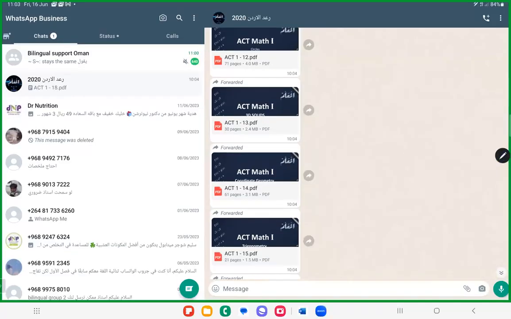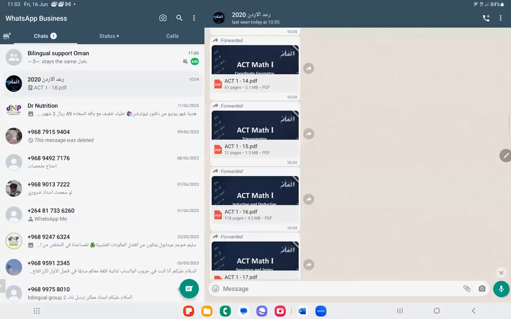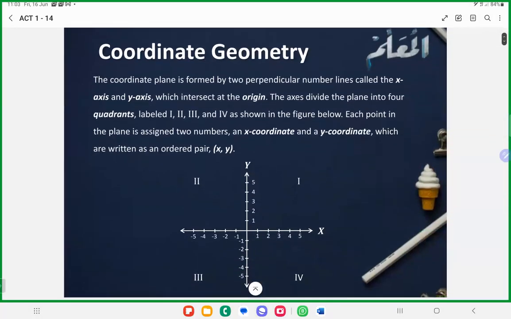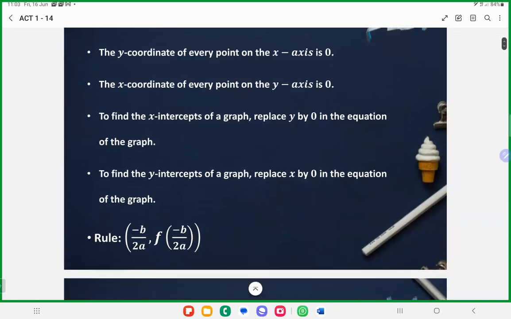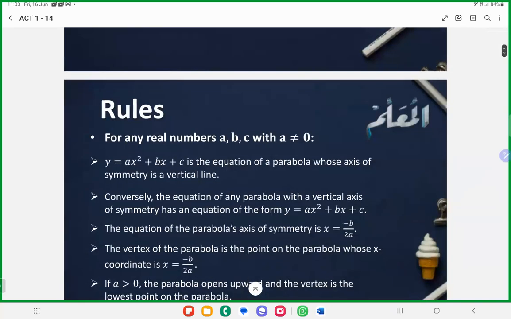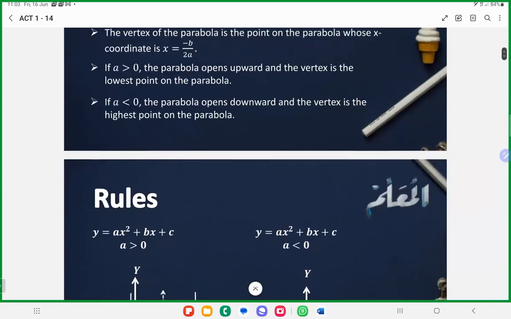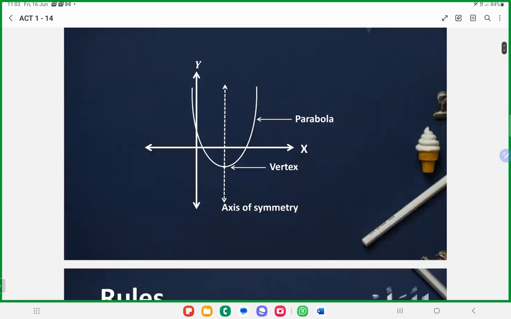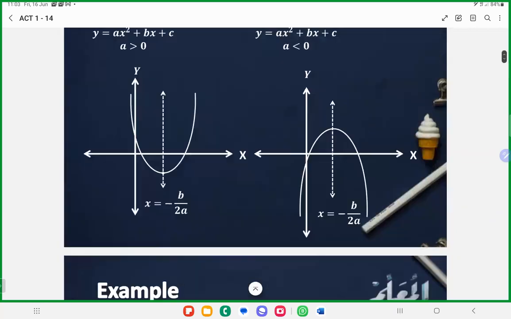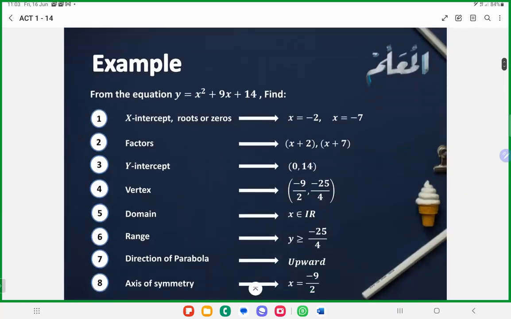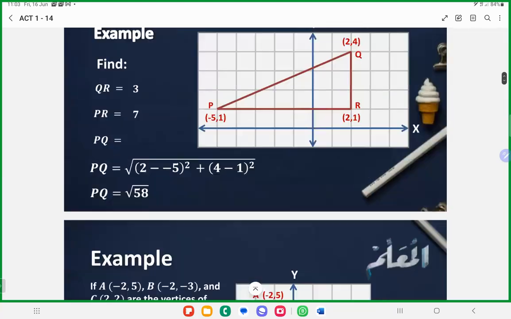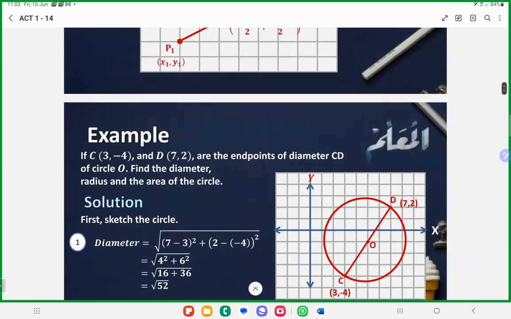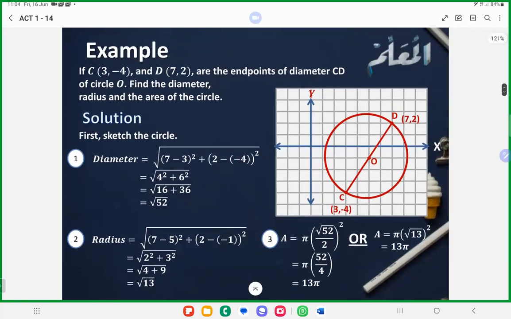Chapter 14, which is coordinate geometry, a very important chapter. You need to remember how to write a straight line equation. I need to know what the parabola is, the vertex, the axis of symmetry, all of this. Never mind about those. The distance between 2 points, the midpoint.